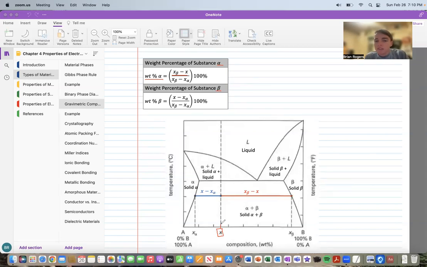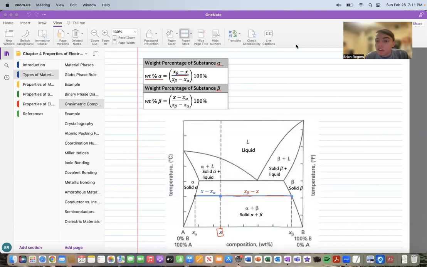And so right here, x sub beta minus x in the equation, what that is referring to is the line over here. You're going to notice that it went from x sub beta, which is on this side, and subtracted x, which is this middle point here. And so taking x sub beta minus x, the difference is this line here. That's what it represents.